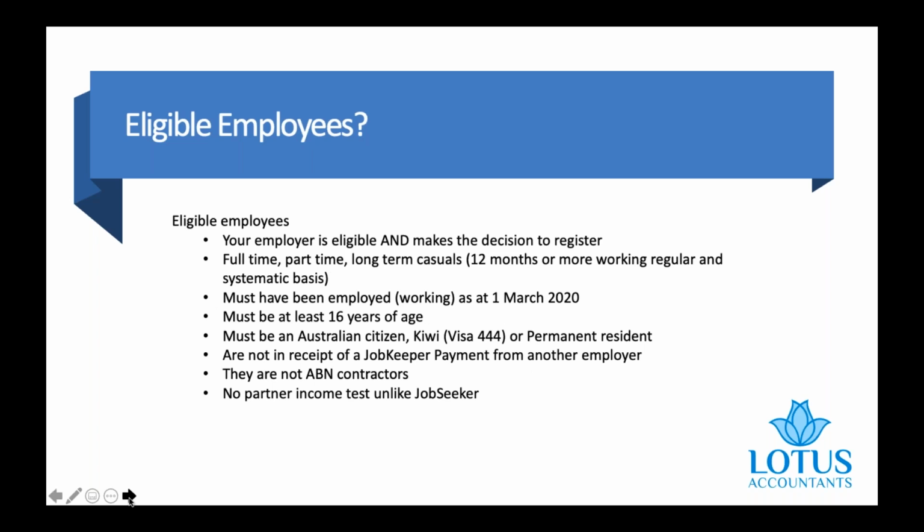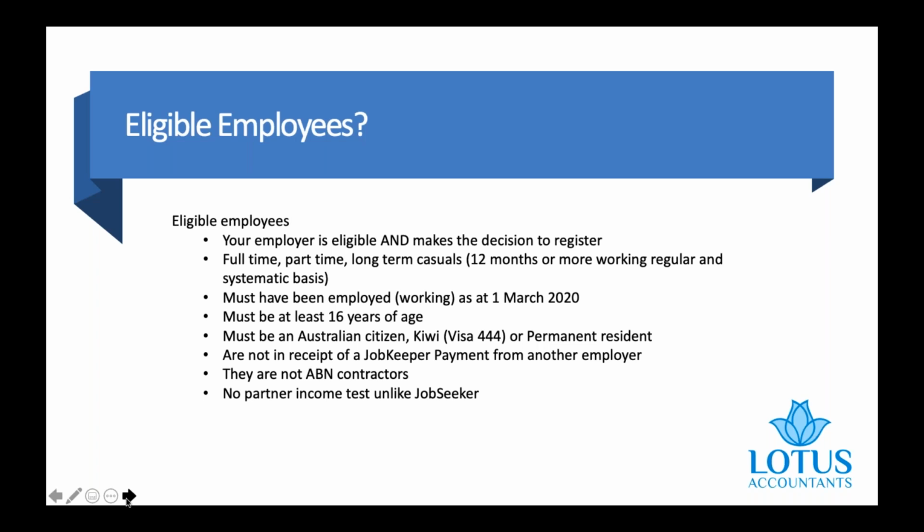Eligible employees. First of all, your employer is eligible. And then they also need to make the decision to register. You could have been a full-time, part-time, or long-term casual, so 12 months or more, working on a regular and systematic basis. And that needed to be at 1st of March 2020. It wasn't applicable if you, say, had a contract at 1st of March but weren't meant to be starting work until 12th of March. You needed to actually be physically working on 1st of March 2020.